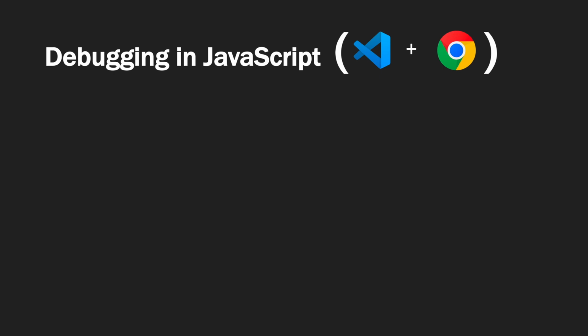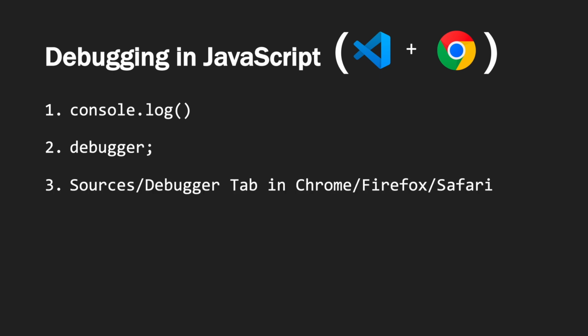Hello guys, in this video I will try to explain different ways in which you can debug your JavaScript code. The different ways that we will cover in this video are using console.log, using the debugger command, playing around with the sources tab in Chrome, which may have a different name depending on your browser, and finally by using Visual Studio Code and Chrome together to create a seamless debugging experience.